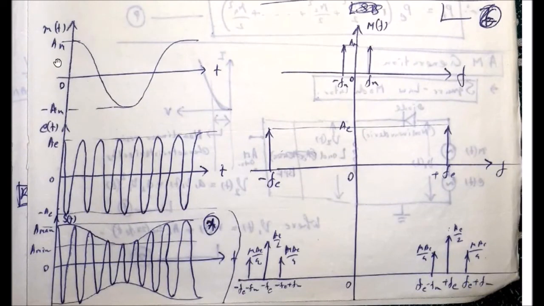See that m(t) has the cosinusoidal form. Its frequency is smaller than fc. fc is the carrier frequency. Its frequency is higher than fm. That's why these kinds of relations are there. These are dense and these are less dense. So it is the message signal, and it is the carrier signal.